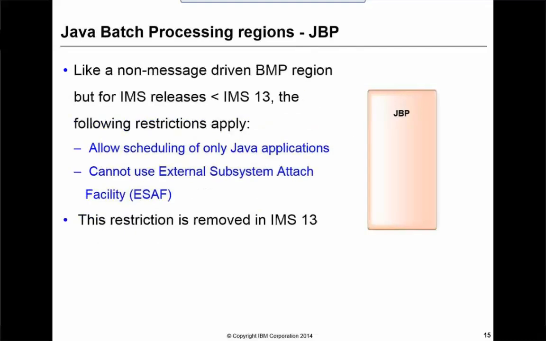Another type of region is called JBP, Java Batch Processing Region, and again, these are like BMP regions, right? They're like the BMP regions. The only difference is in JBP regions, the programs are written in Java, but otherwise they're like BMP regions. And again, if you're running prior to IMS version 13, you have a restriction. You cannot use ESAF to talk to DB2. You can talk to DB2, but you just can't use ESAF to talk to DB2 from your Java program. This restriction was removed in IMS version 13.